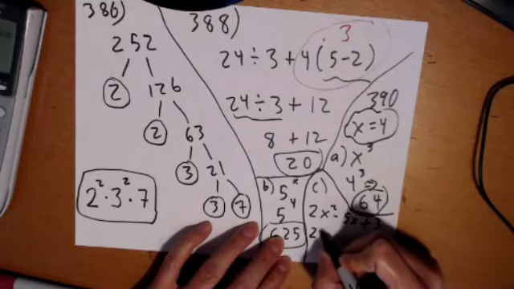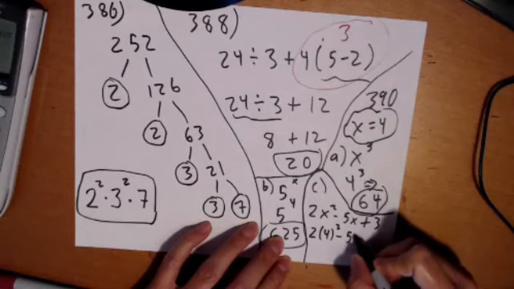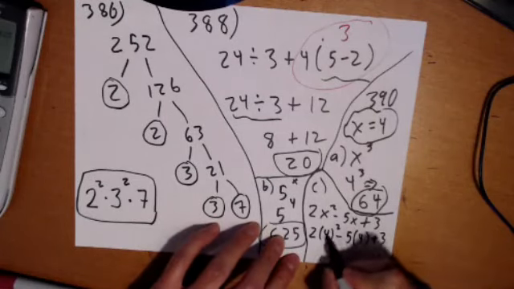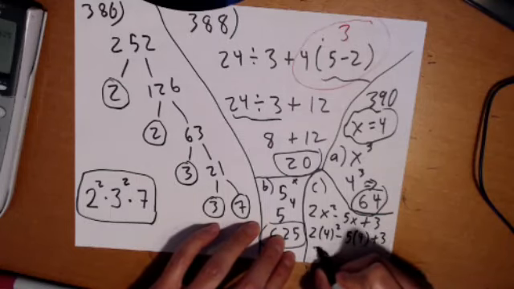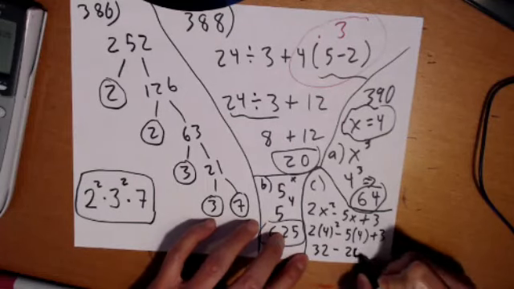So 2 times 4 squared minus 5 times 4, x is 4, plus 3. Okay, 4 squared is 16, times 2 is 32, minus 5 times 4 is 20, plus 3.